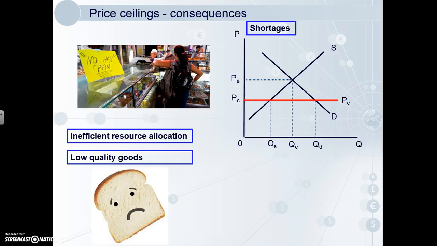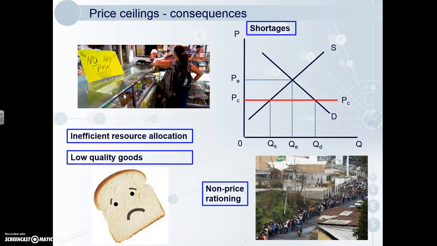Again, without the price mechanism, there has to be another way to ration the good. Here, there is a limit per customer and long lines to wait for bread. Here is a typical picture of a bread line in Venezuela right now. Now, let's look at the impacts of price ceiling on our key stakeholders.